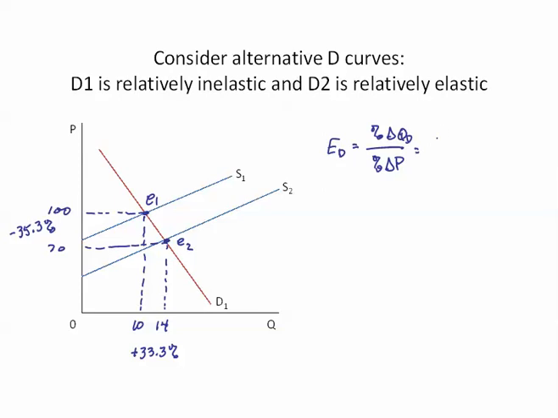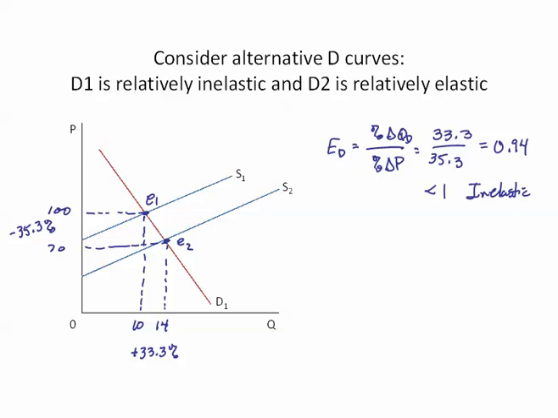And since price is negative, ignoring the negative sign gives us a positive anyway. So we have 33.3 over 35.3, and that's equal to 0.94. Now, that happens to be less than 1. So we say that this is an inelastic demand curve. It's absolutely inelastic because of the number. It's relatively inelastic when compared to D2.